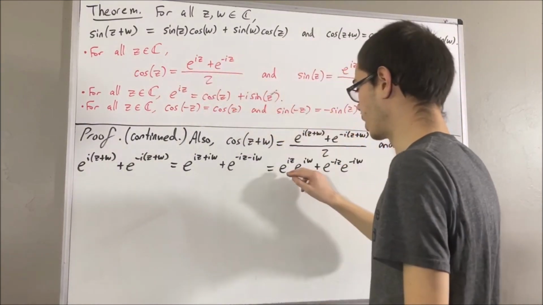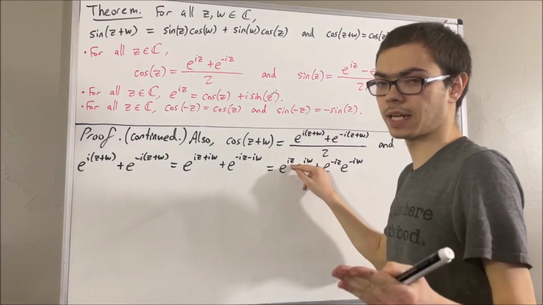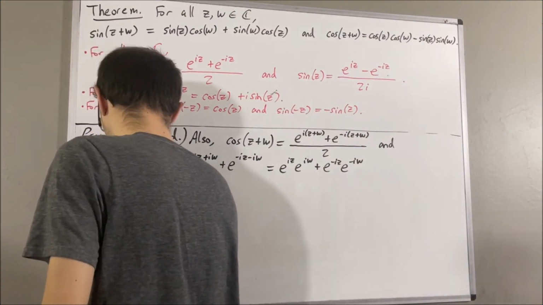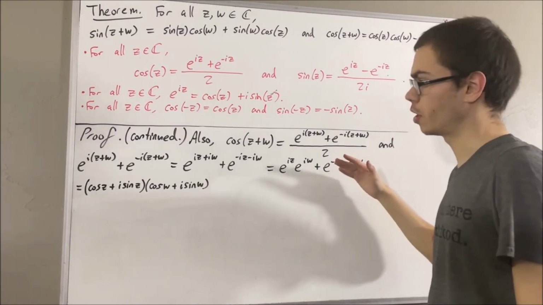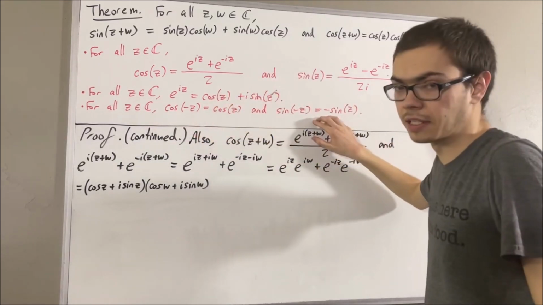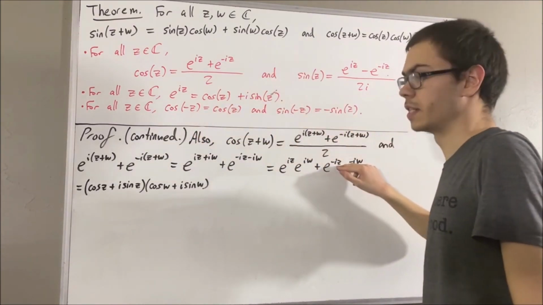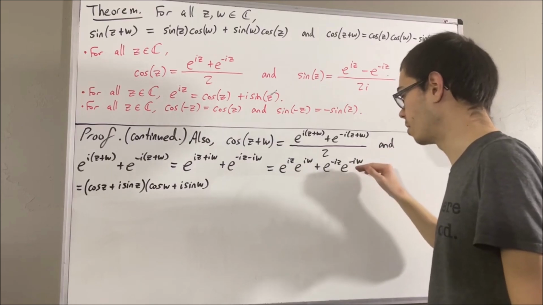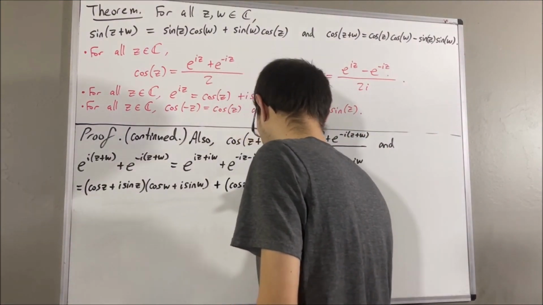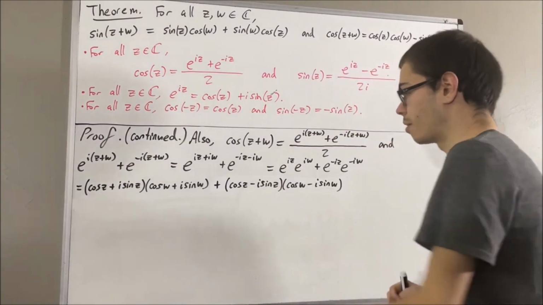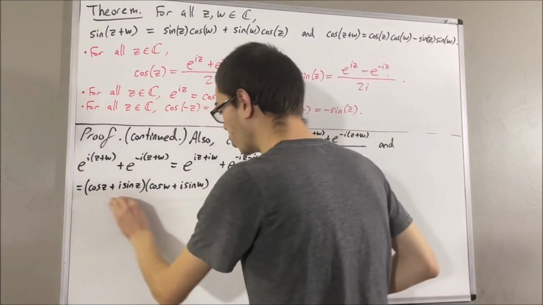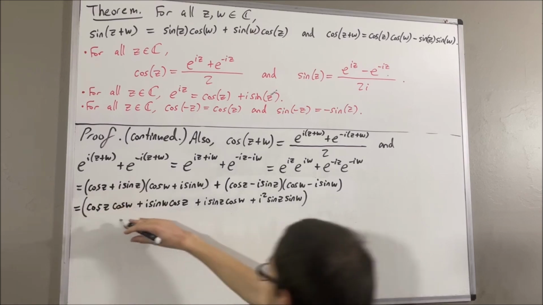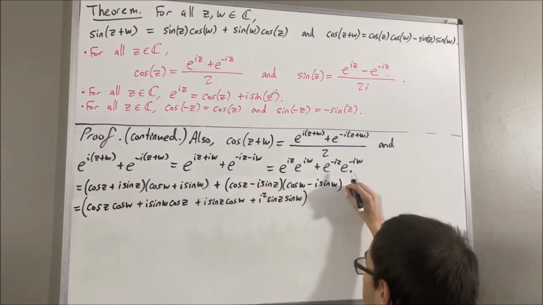By Euler's formula, we know that e to the iz is equal to cosine z plus i sine z. e to the iw is equal to cosine of w plus i sine w. But then, just like we did before, using the fact that cosine is even and sine is odd, we have that e to the negative iz is equal to cosine z minus i sine z. e to the negative iw is equal to cosine w minus i sine w. Right? So now let's expand this out. If we multiply these together, we get this.